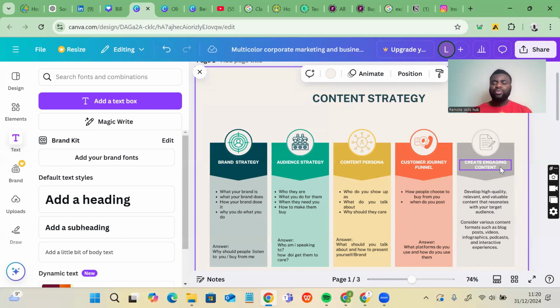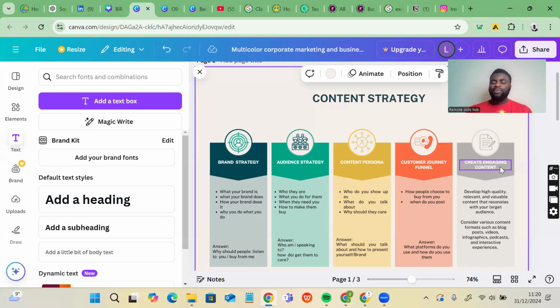Now, the first thing you want to ask yourself is what your brand strategy is. You want to analyze your brand strategy. Just like you're seeing it here, I want you to write it out on a sheet of paper and ask yourself all of those questions. What is your brand strategy? Under the brand strategy, you want to ask yourself what your brand is and what your brand does.